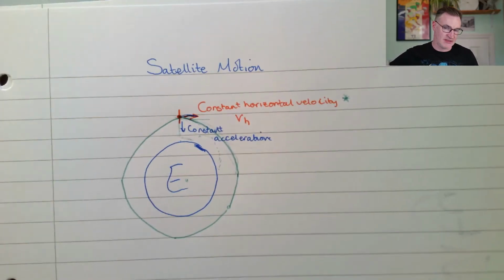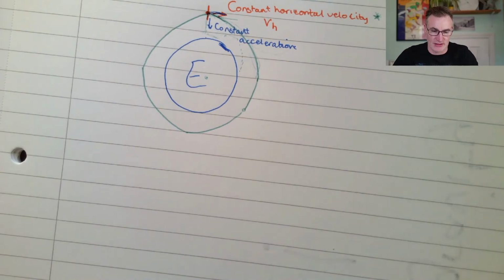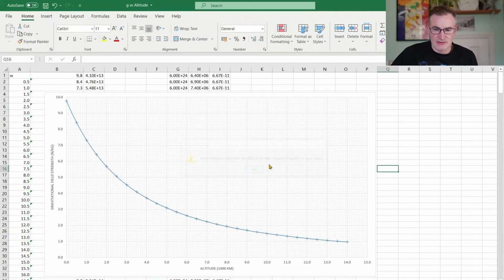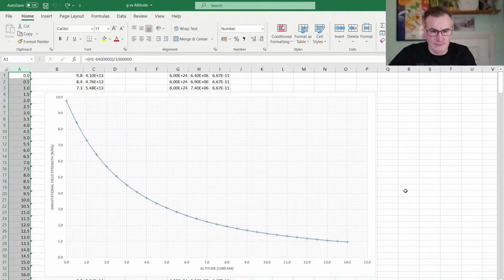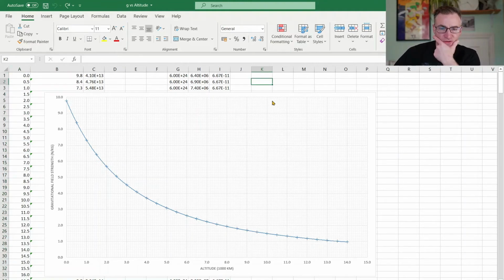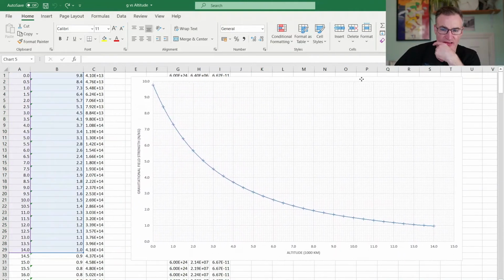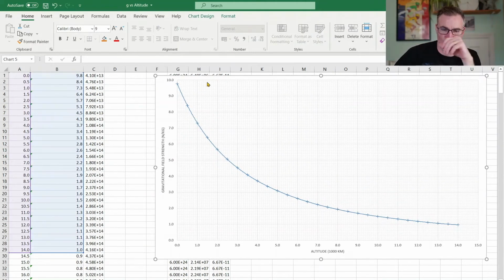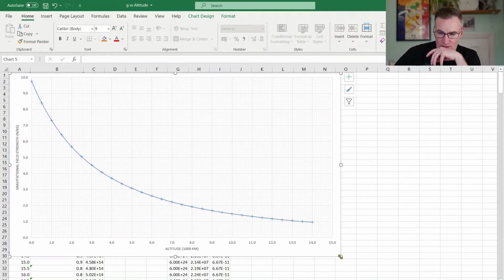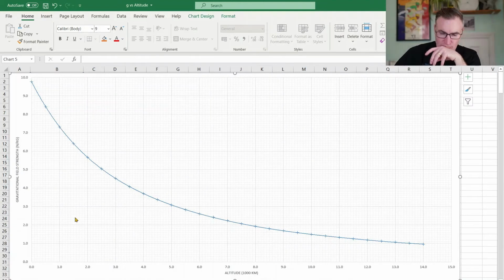Now, gravity in space. Let's have a look at this. I've made a little graph. We have the gravitational field strength, and up here is 9.8, and here is 0. So this is at sea level. At a height of 0 meters above the Earth's surface, the gravity is 9.8. And as you get higher and higher, gravity decreases.